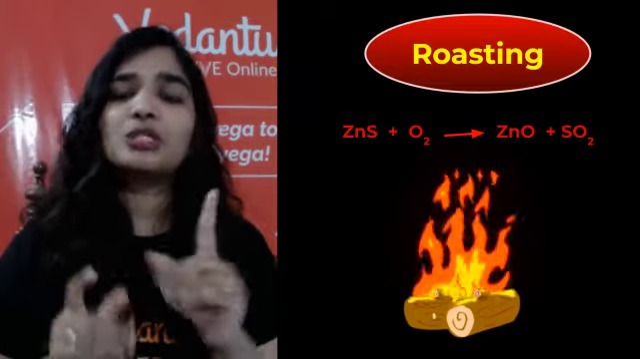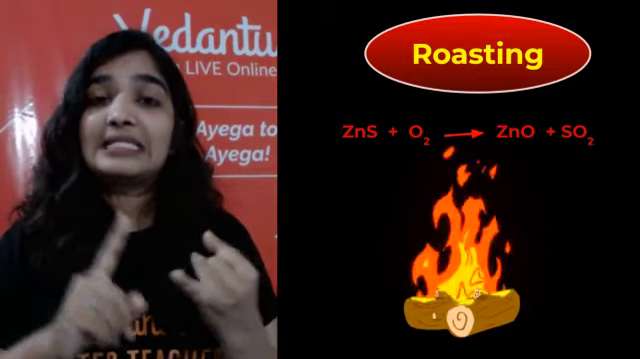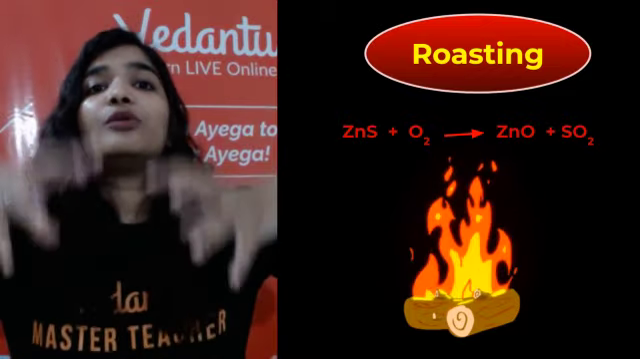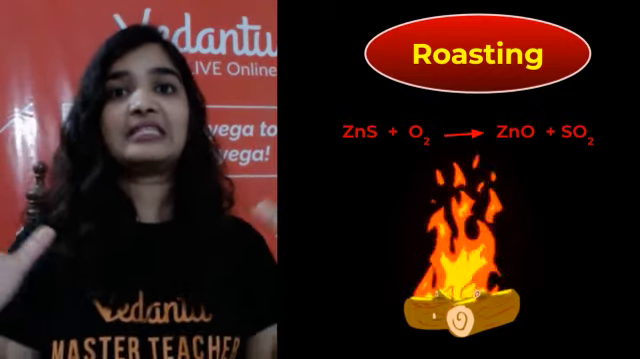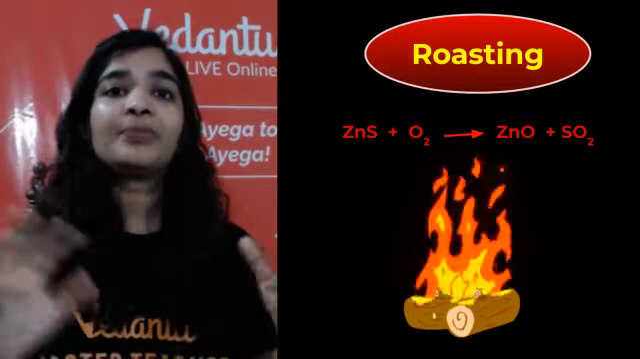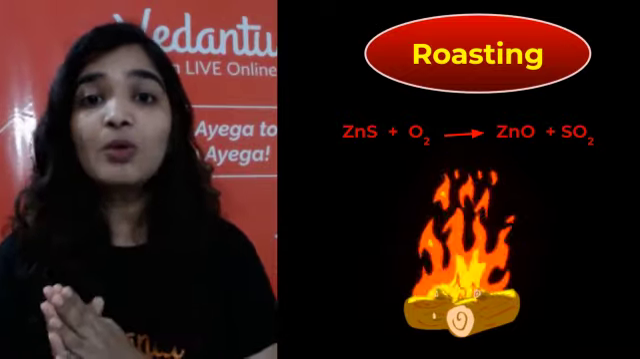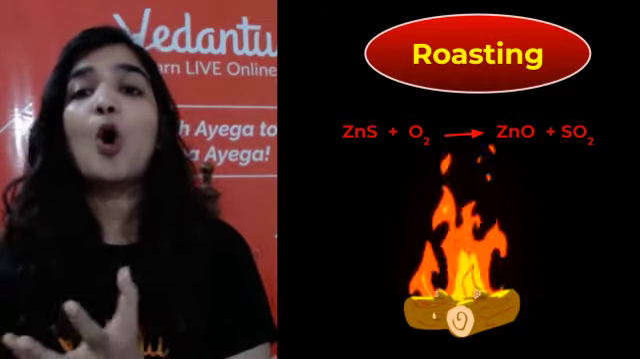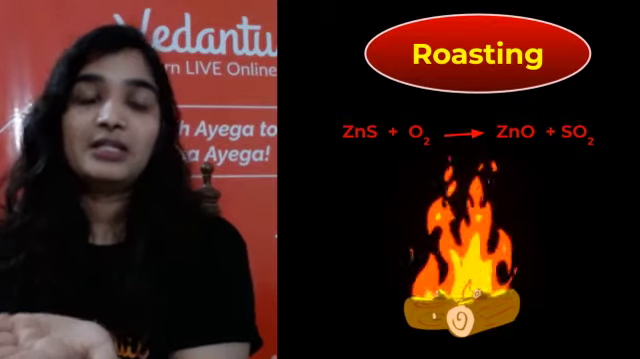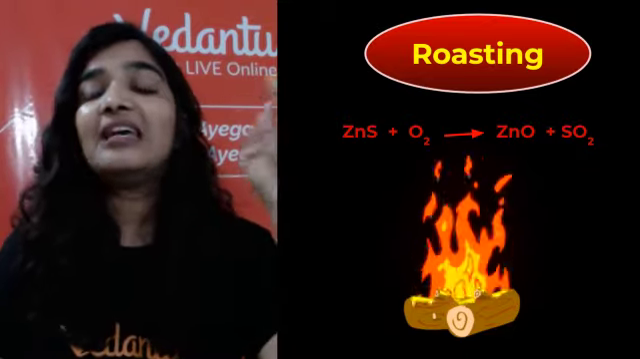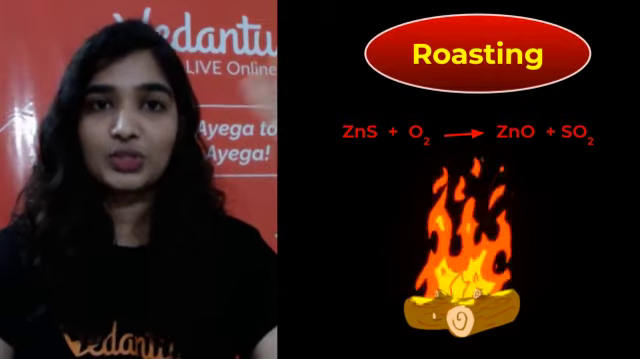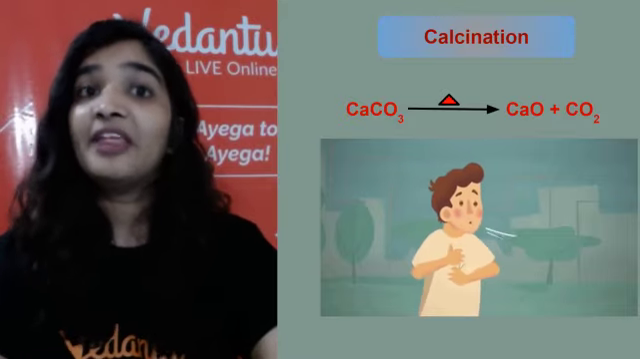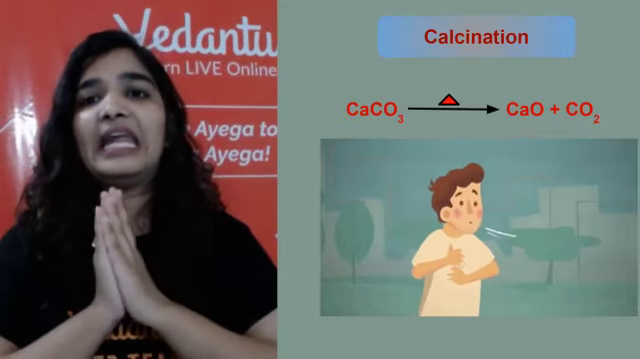Roasting means you take a sulfide ore and heat it in excess of oxygen or air. The supply of air should be very high. Then our sulfide ore gets converted into the oxide form. See, zinc sulfide is being converted into zinc oxide, and this reaction is known as roasting. And what about his twin brother? It is calcination. It is the opposite: there, excess air; here, limited air.